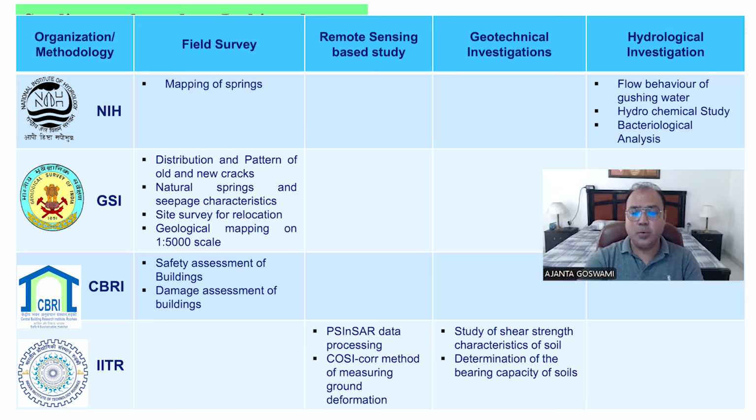IIT Roorkee, we have done PS-InSAR-based data processing, and a COSI-Corr-based method of measuring ground deformation. This is not part of the report. This is part of our paper that we have published. Then our team has submitted a report which consists of study of shear strength characteristics of soil as well as determination of the bearing capacity of the soil. Apart from this, all of the other things you can find from the different reports which were submitted to USDMA as part of their initial analysis of Joshimath sinking.